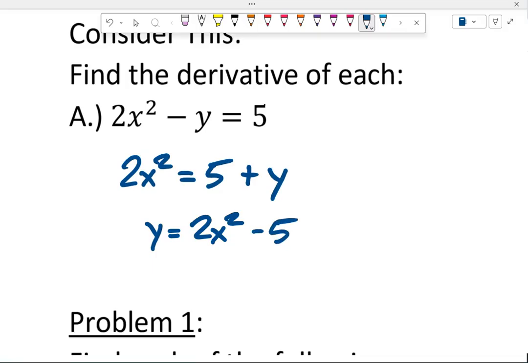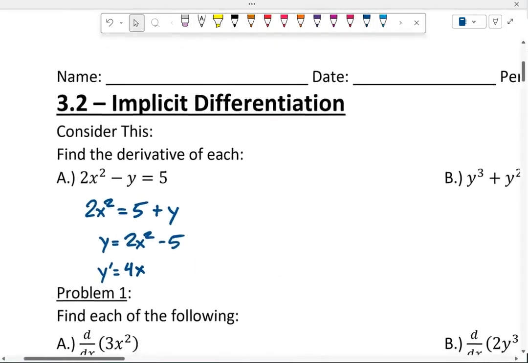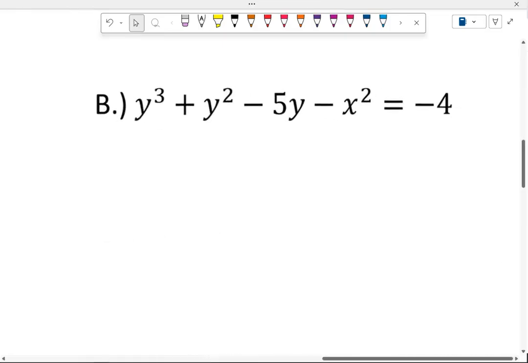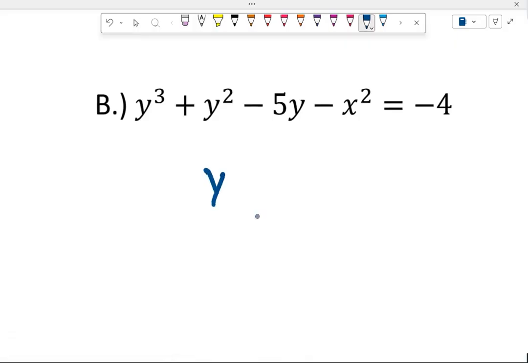So if we're able to get it in terms of x, go ahead and do that. Isolate your y. Because now I can just take the derivative. What's y prime? Just 4x. And we're done, right? Nice and simple. The problem comes into play when we have something like this. And our question is, can I do the same thing? Can I isolate my y? You might be able to. I don't even know where I'd start, to be honest. I don't know where I'd start isolating my y here. Because I have a y cubed, a y squared, and a 5y.